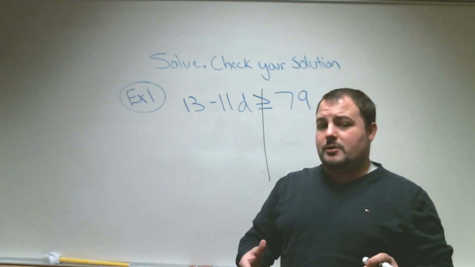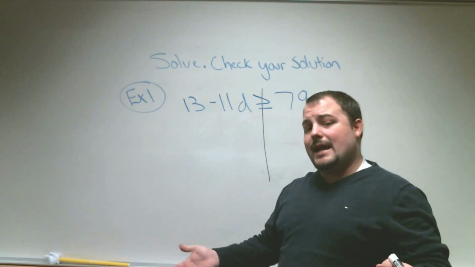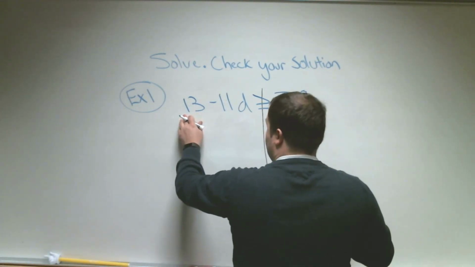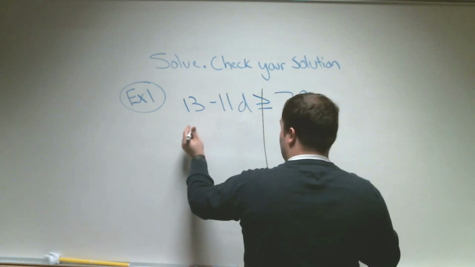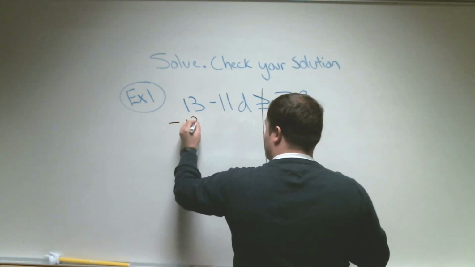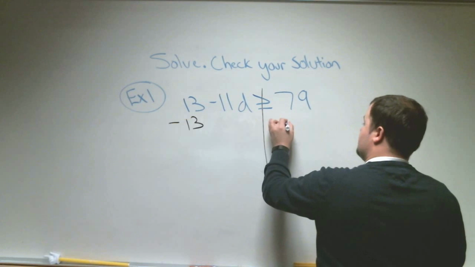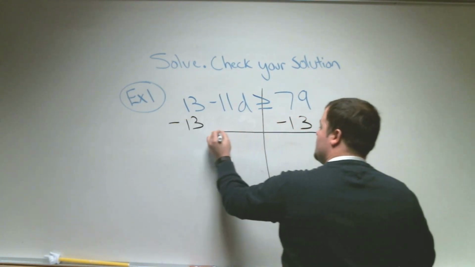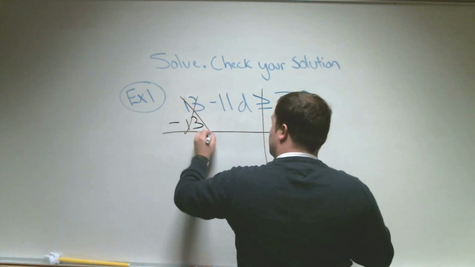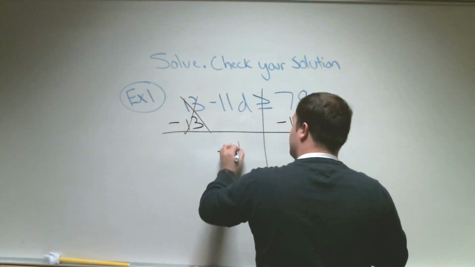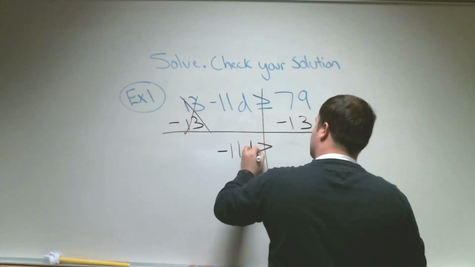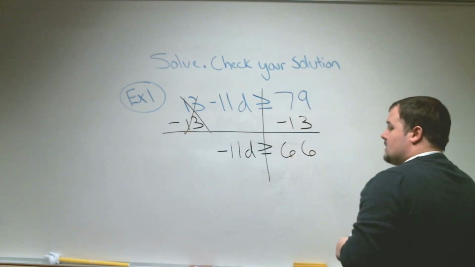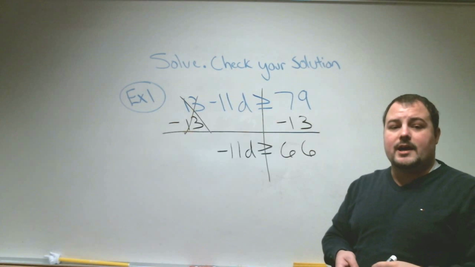If it's not with the variable, then that means we're going to get rid of it by adding or subtracting it. So we're looking at 13. If I add it, I'd get 26, so that wouldn't go away, so I have to subtract 13. If we subtract 13 from one side, subtract 13 from the other. 13 minus 13 cancels out. We have negative 11d is greater than or equal to 66. So this is where we're at.